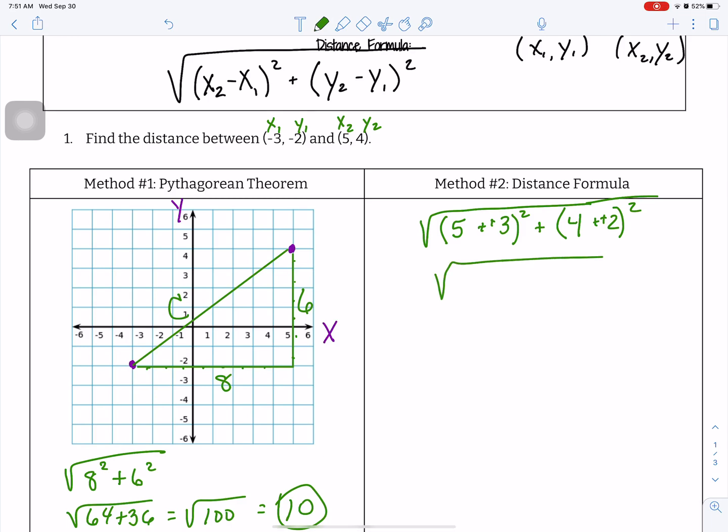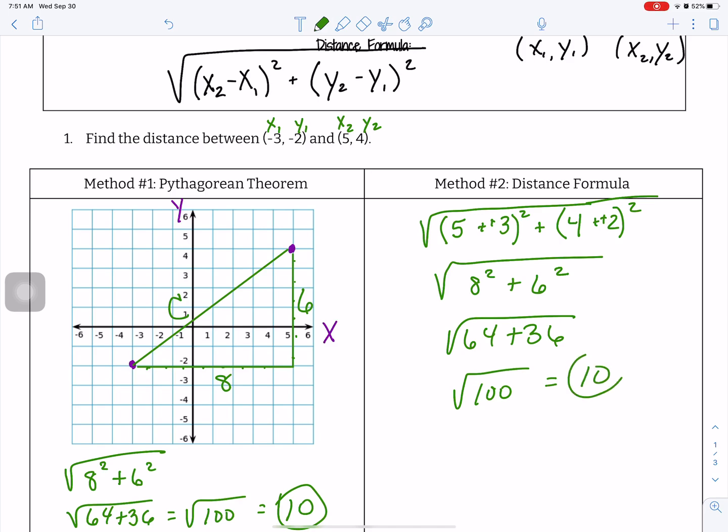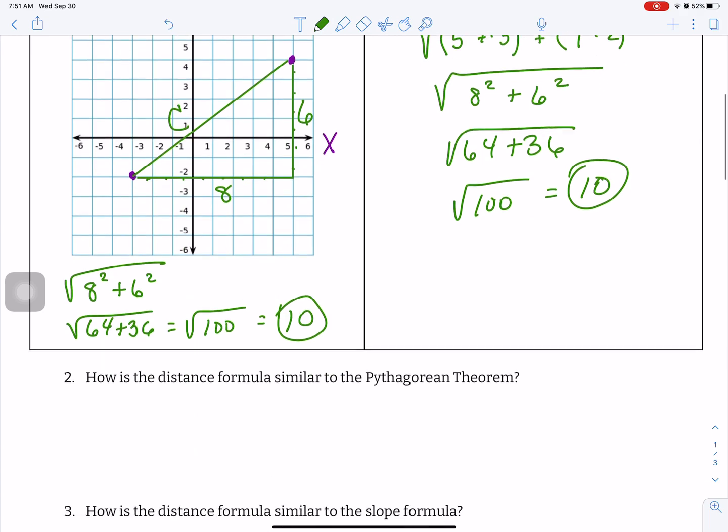So now I'm just going to take care of what's in the parentheses. My square root, I'm not dealing with that yet. So I get 8 squared plus 6 squared. All that distance formula is really doing is telling me the lengths of my legs. That's my goal for that distance formula. So now I'm at the same spot I was before. So square root of 100 equals 10. It might seem like more work at first, but it will become easier as we're working with it.